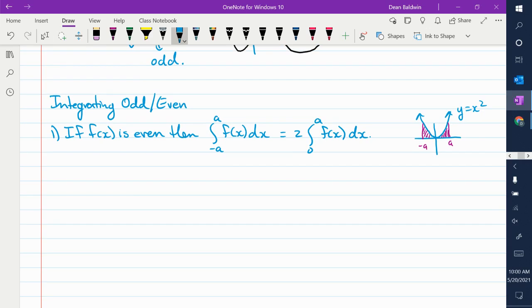Odd. If f of x is odd, then the integral from negative a to a is equal to, anybody guess? Minus? So if you draw that, we'll draw the picture, then you can tell me. So let's do the odd function y is equal to x cubed.